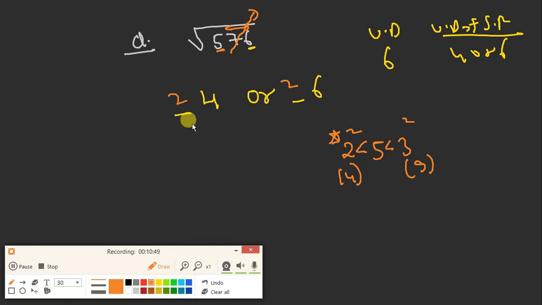Now last step, you have to choose between them. So how will you choose? You will see whether this 5 is nearer to 4 or nearer to 9. So clearly you can see, friends, it is nearer to 4. So if it is nearer to the smaller number, you can tick the answer as the smaller one, 24 and not 26. Okay, is it clear?